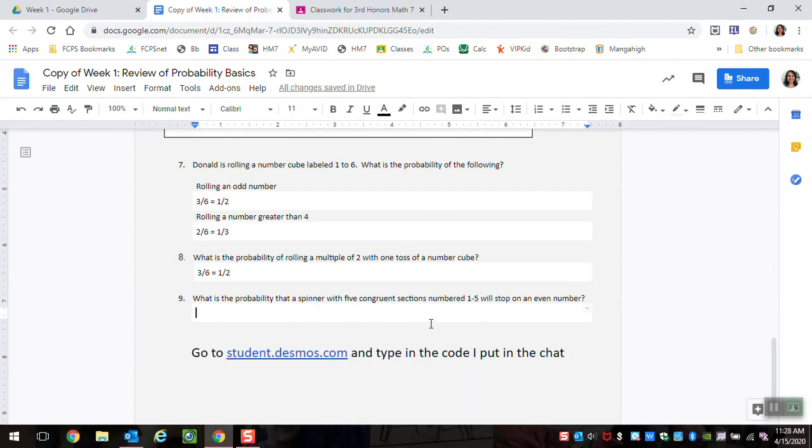All right, number 9. Try to solve this one on your own. What is the probability that a spinner with 5 congruent sections, numbered 1 to 5, will stop on an even number? Pause this video and try to calculate it.